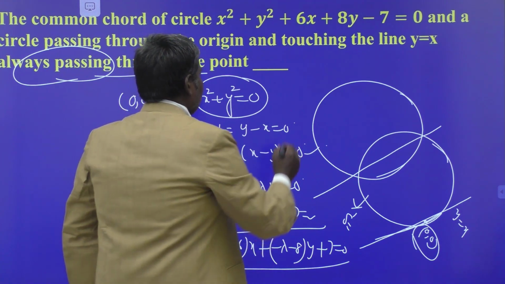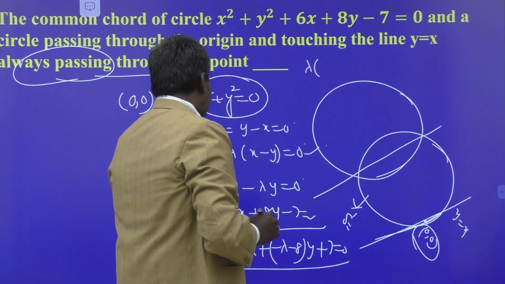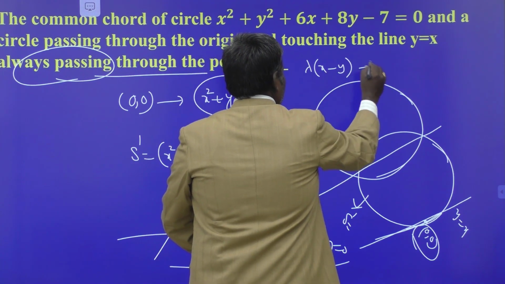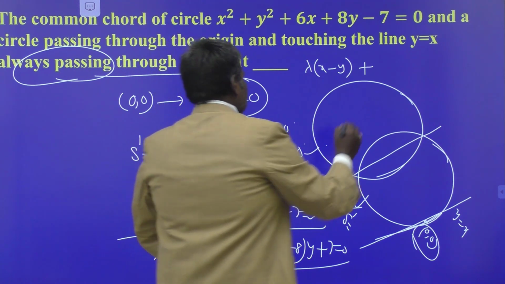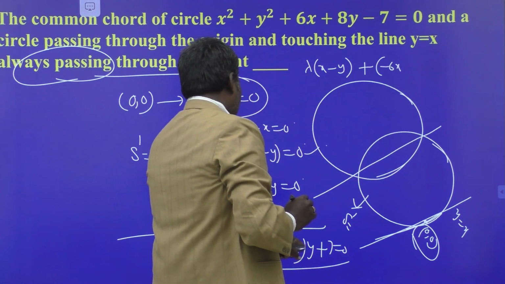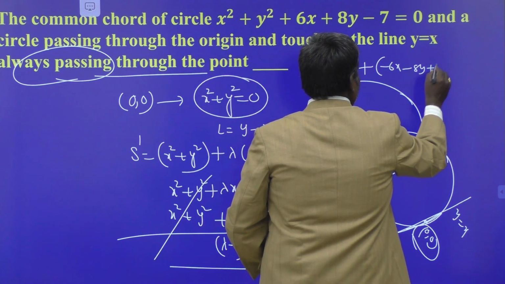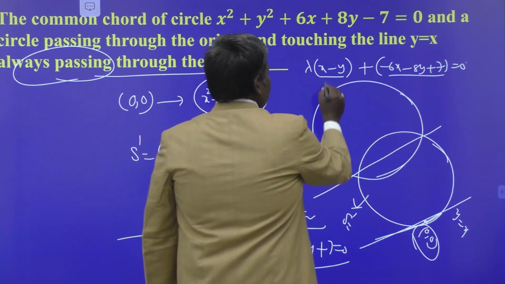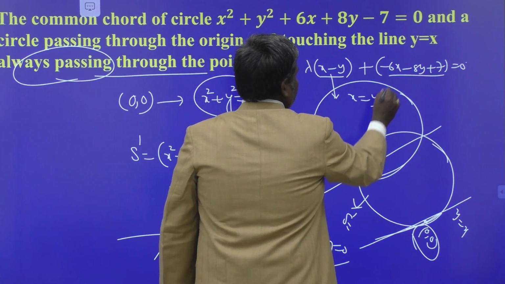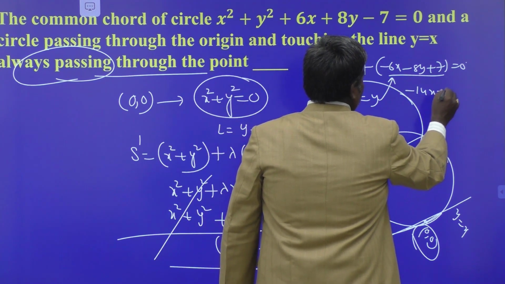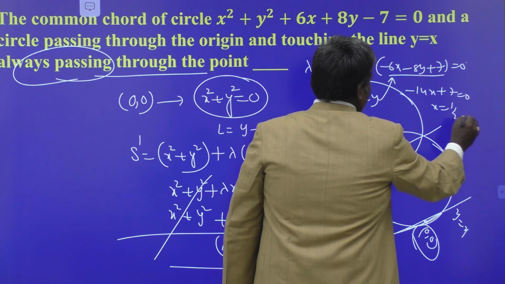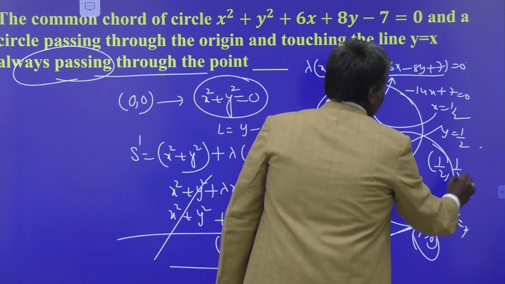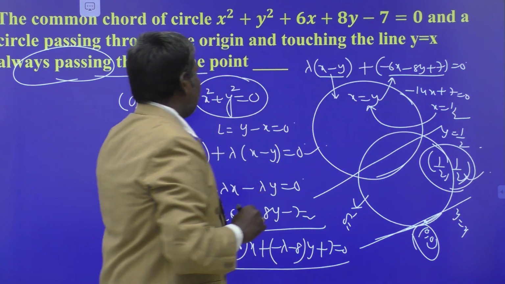So how can you write this one? Lambda times (x minus y) plus (minus 6x) and minus 8y plus 7 is equal to 0. By solving these two equations we get the fixed point. So x equal to y; substituting here, we get minus 14x plus 7 equal to 0, x equal to 1 by 2, and substituting here, y is equal to 1 by 2. So the fixed point is what now? (1 by 2, 1 by 2). In this manner we can do this one.